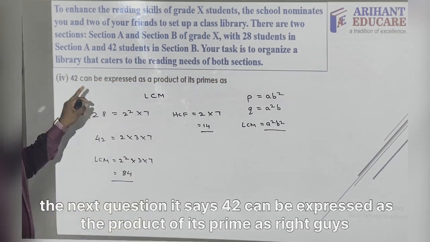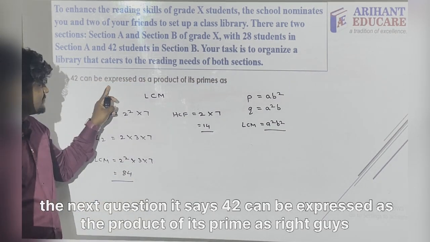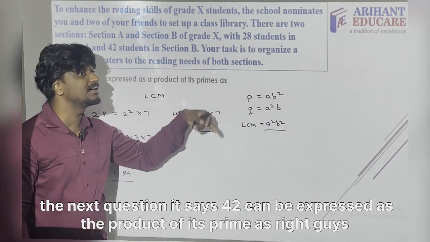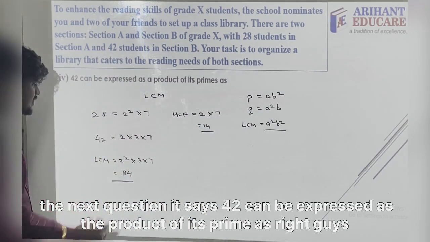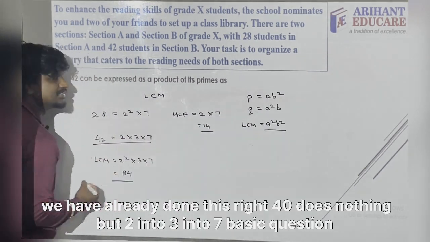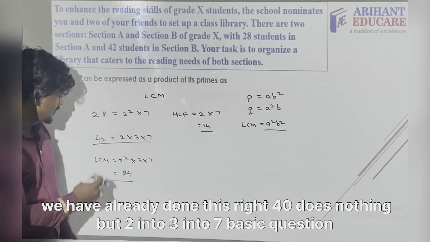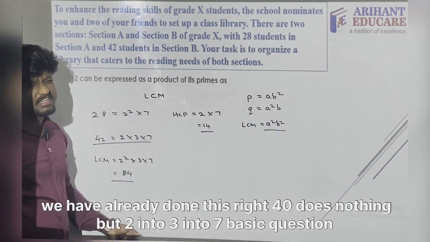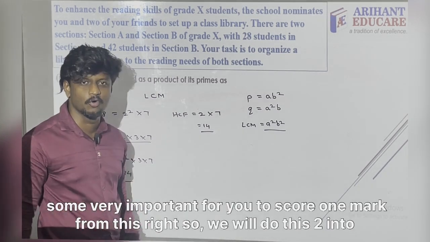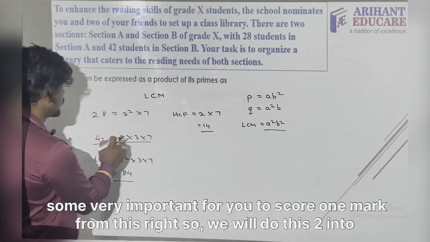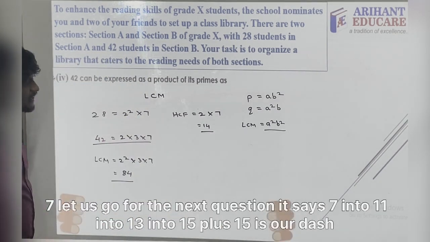It says 42 can be expressed as the product of its primes as, right? Guys, we have already done this, right? 42 is nothing but 2 into 3 into 7. Basic question. It's a very easy question for you to score 1 mark, right? So 42 is 2 into 3 into 7. Let's go for the next question.